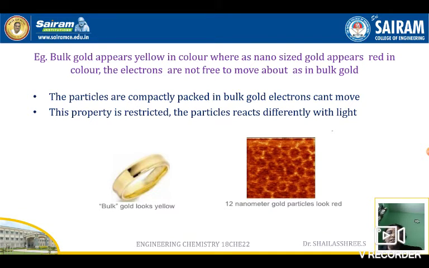What happens in the nanostructure? The particles are free here, because it is made to a nano size. The particles are compactly packed in bulk gold, so electrons cannot move. In the case of nanomaterials, the property is restricted. The particles react differently with light. They will be absorbing different wavelengths of light so that they can show different colors depending on their sizes.